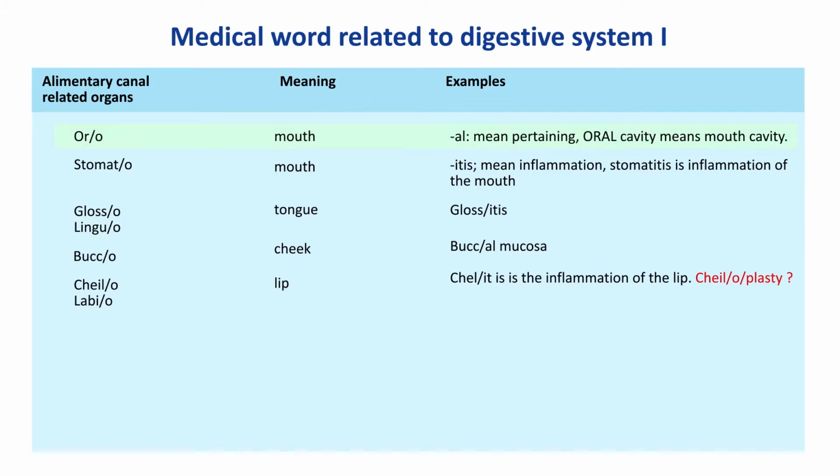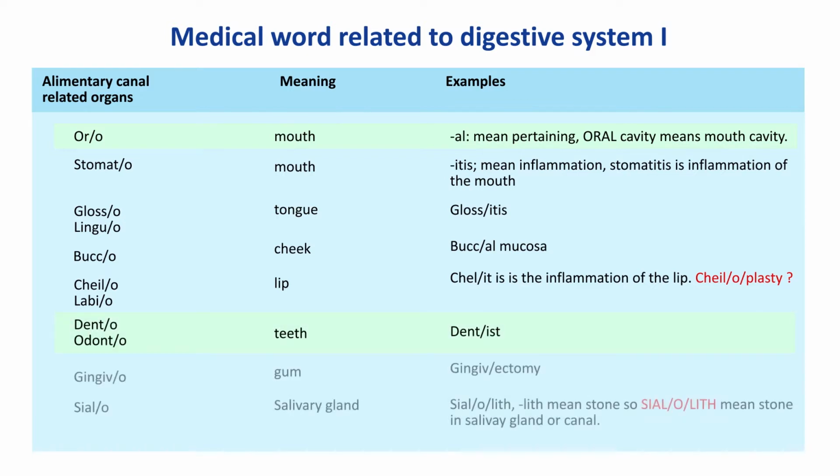Or means mouth. Al means pertaining, so oral means pertaining to the mouth. Oral cavity means the mouth cavity. You may get familiar with the word dentist also in this slide. Dent means teeth. Ist means specialist. So the dentist is a doctor about teeth.